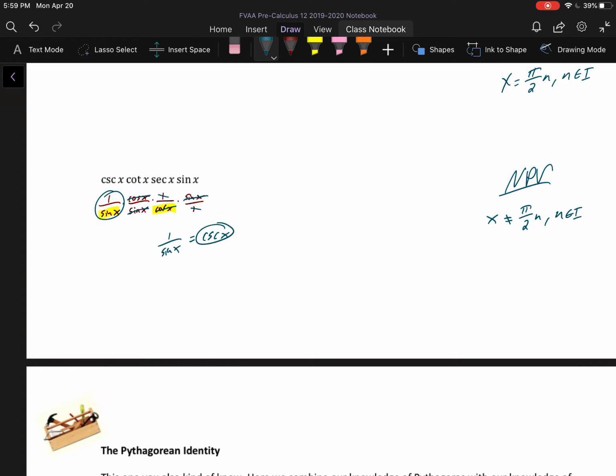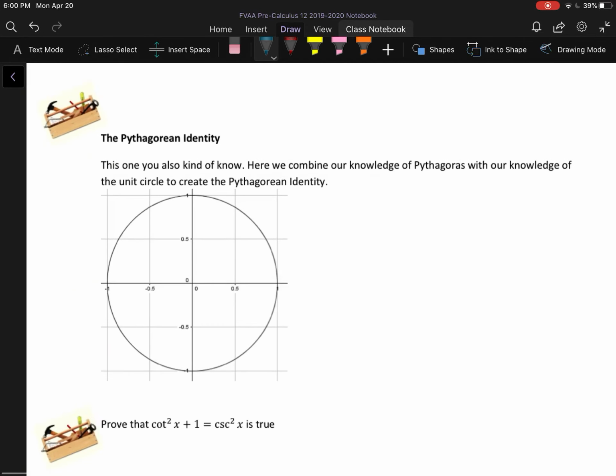Let's look at another identity here. And sure enough, it's an identity that you also should kind of know already based on the unit circle, because I know that the equation of this circle is x squared plus y squared equals 1. It is the unit circle, you can see 1, 1, negative 1, negative 1, right? 1 unit. We've looked at this before in terms of using the Pythagorean theorem, turning it into the unit circle equation.